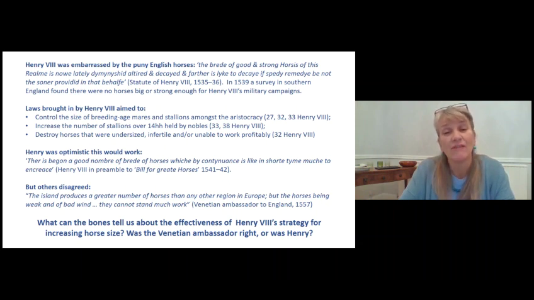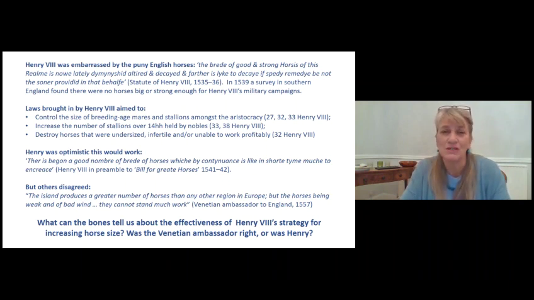So you've had a chance to have a look at that, and you can see that he definitely talks about being embarrassed about it. The breed of good and strong horses of this realm is now lately diminished, altered, and decayed, and further is likely to decay if speedy remedy be not the sooner provided on that behalf.